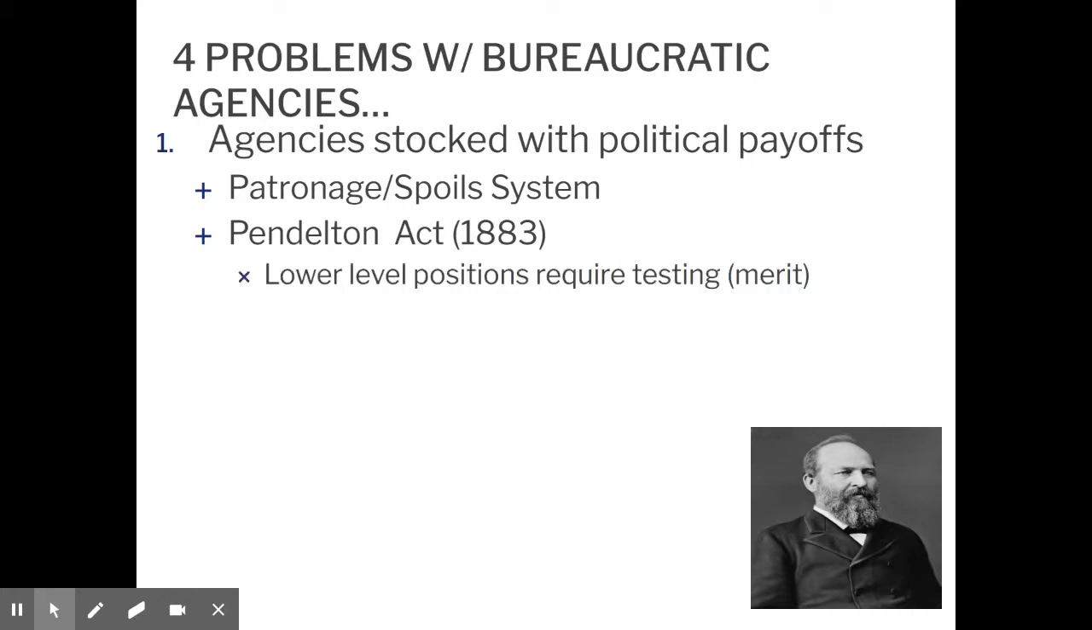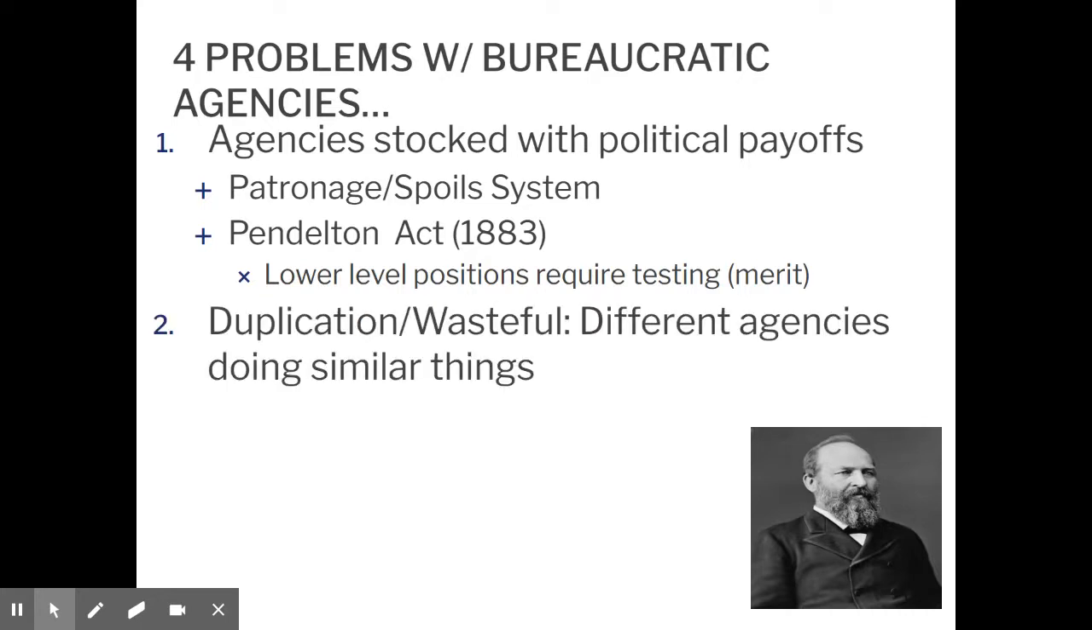And now lower level positions require some sort of testing. So they're merit based, so you're giving jobs to the most qualified people. That's some lower level government positions. But for example, today the cabinet positions still are given out largely based on reward or loyalty to a presidential candidate. It's not always that the Secretary of Transportation is the foremost authority on transportation. So one of the knocks against these agencies is that they're often filled with political appointees and not necessarily the most qualified people for the job.